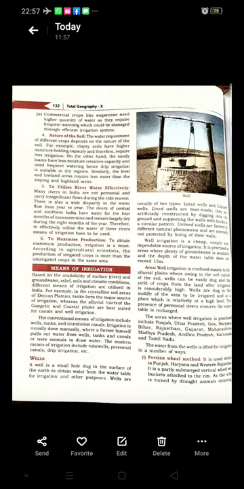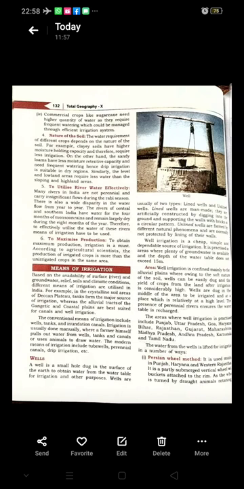Irrigation by well, now it has been seen that it is an age-old method of supplying water for domestic purpose. About 40% of the irrigated area in India is under well irrigation. Now, what is done in a well? A small hole is dug in the surface of the earth to obtain water from the water table.